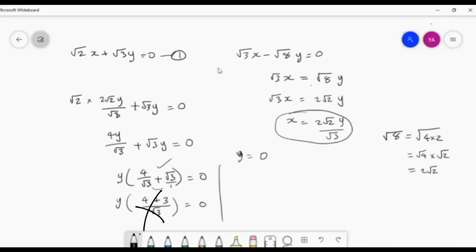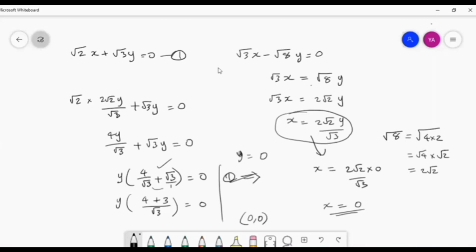So substitute y is equal to 0 in equation number 1 or 2. I think better in 1. Otherwise, in this equation, this is enough. Here put y is equal to 0. What will you get? X is equal to 2 root 2 into 0 by root 3. So what will this be? X is equal to 0. So the solution is 0, 0. 0, 0 is the solution.